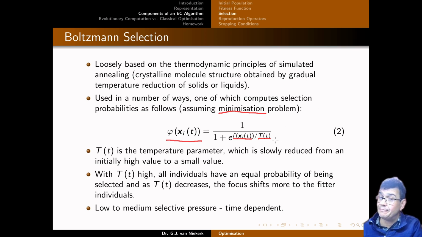But then over time, you start decreasing this temperature variable. And as you decrease it, the fitness becomes more and more important. So if the fitness is better, there's a higher chance, a bigger probability, that you will select that individual. So this T_t starts at a high temperature and then slowly decreases. And what makes this very powerful is that it has a low to medium selective pressure, which is time dependent. So you start with a low selective pressure, and then you increase that over time so that it actually hones in on the best possible solution.